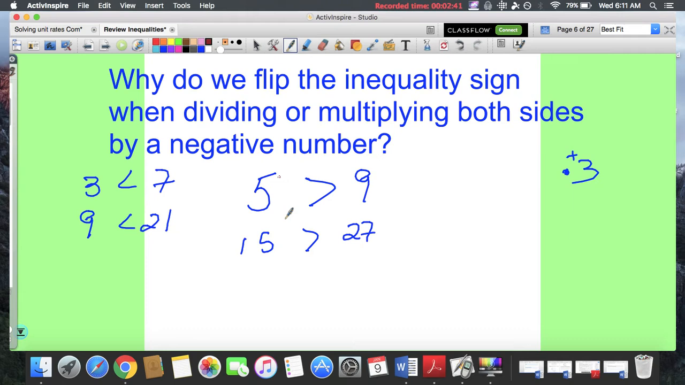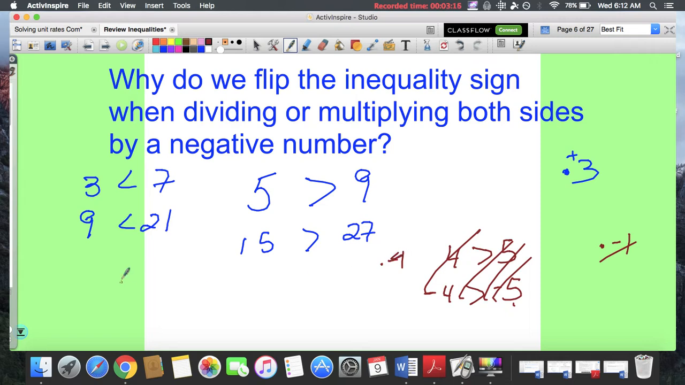Now, look what happens when we multiply by a negative number. So let's take 4 is greater than 5, which is true, right? Now let's multiply both sides by negative 1. So negative 1 times 4 is negative 4. And 5 times negative 1 is negative 5. Is negative 4 greater than negative 5? Yes, it is. So I'm doing something wrong here. Hang on a second. Oh, no. Well, I started wrong. 4 is never greater than 5 to begin with. So let's start with 5 is greater than 4.